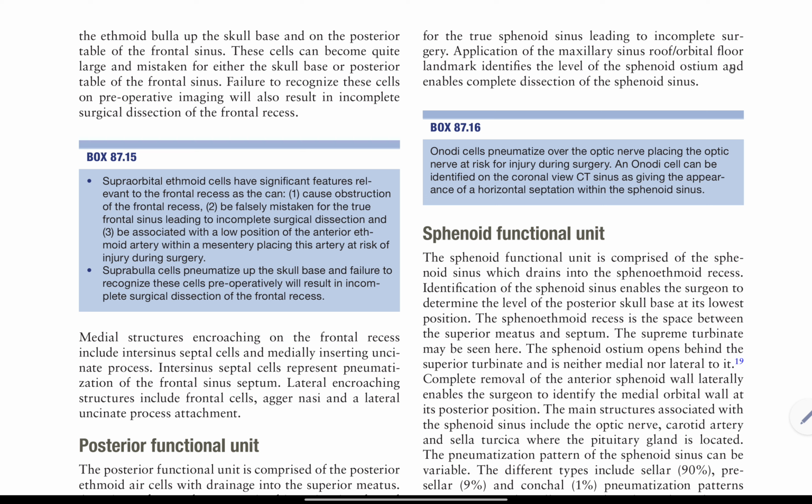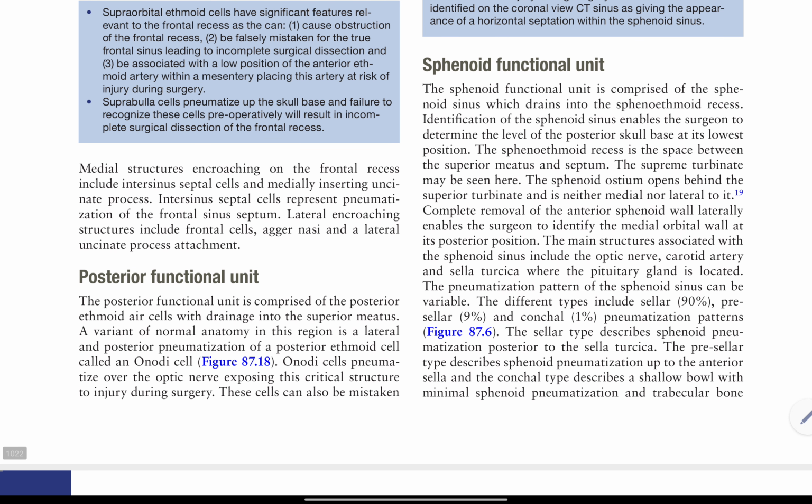Application of the maxillary sinus roof or orbital floor landmarks identifies the level of the sphenoid ostium and enables the complete dissection of the sphenoid sinus. Box 87.16. Onodi cells pneumatize over the optic nerve, placing the optic nerve at risk for injury during surgery. An Onodi cell can be identified on the coronal CT view as giving the appearance of a horizontal septation within the sphenoid sinus. Sphenoid functional unit.